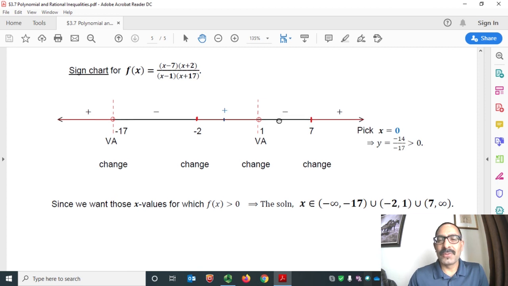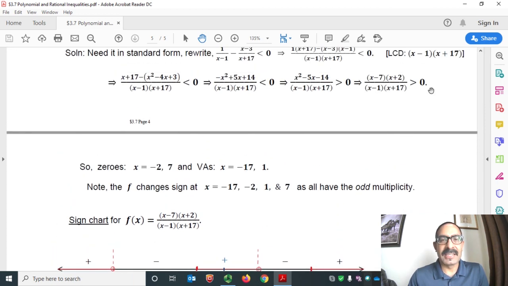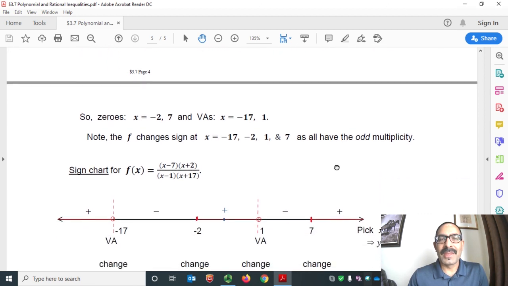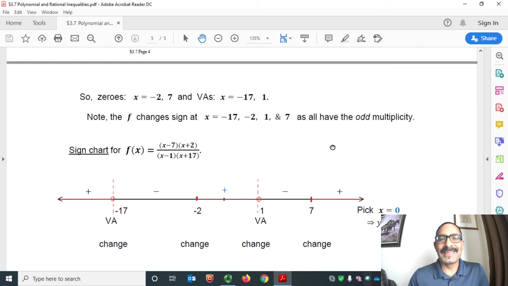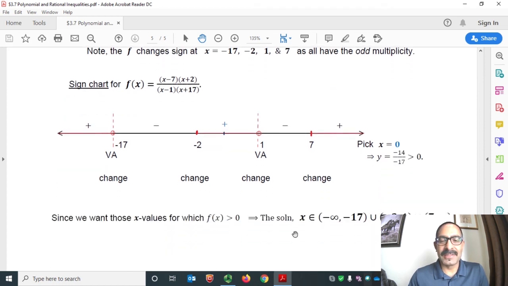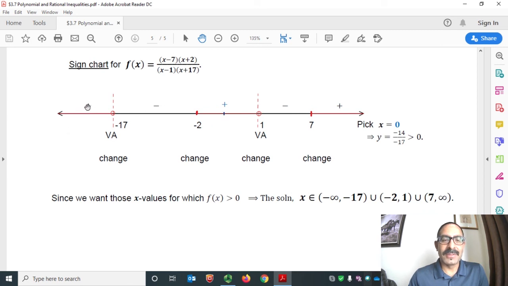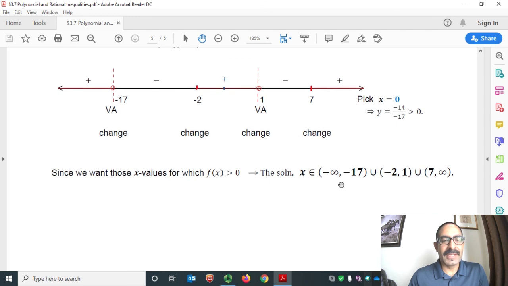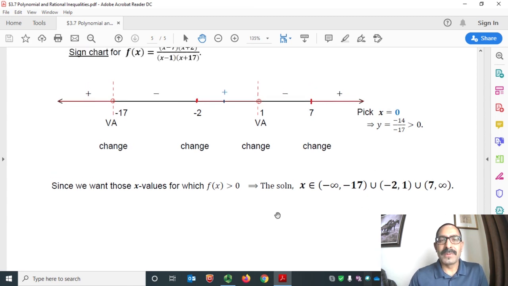So then, what we want is f(x) strictly greater than 0, that means we are looking for the intervals where f(x) lies strictly above the x-axis. So x lies on these subintervals: negative infinity to negative 17, excluding negative 17, by the way, that's a vertical asymptote, and union this subinterval, negative 2 to 1, again excluding both endpoints, and union 7 to infinity, again excluding 7. I hope this makes sense to you all. So we finish this section. Thank you.